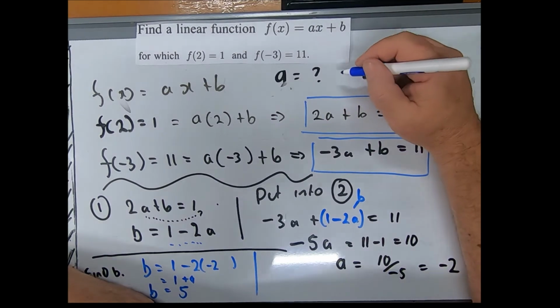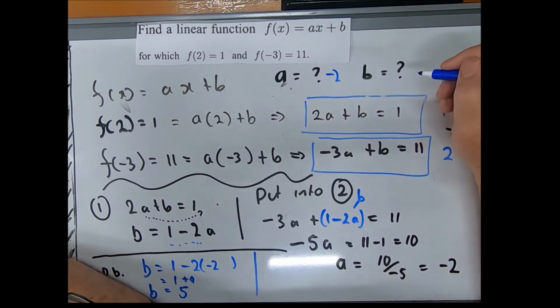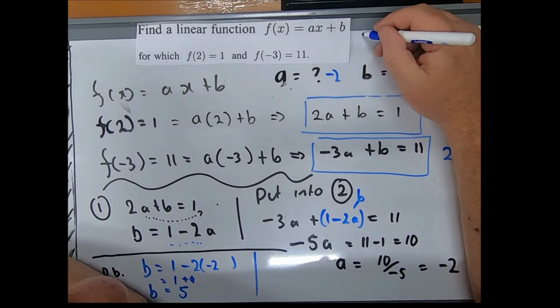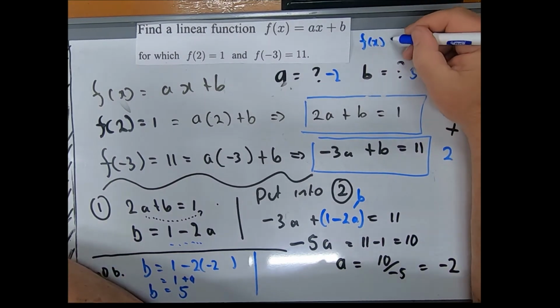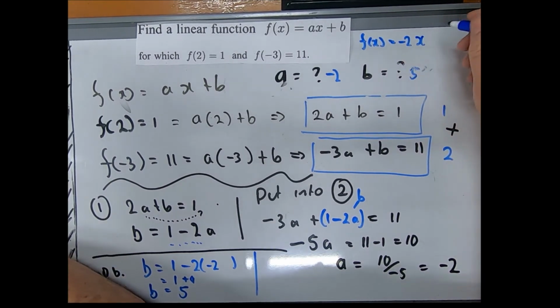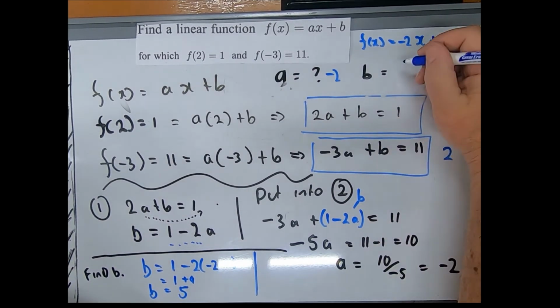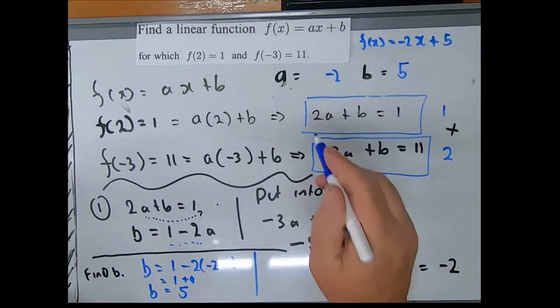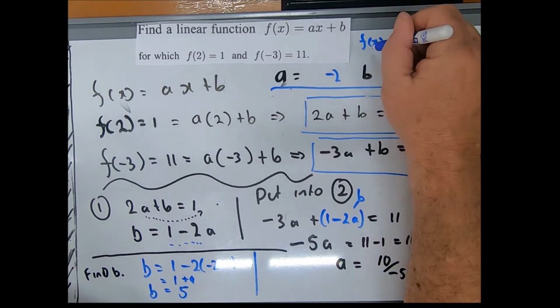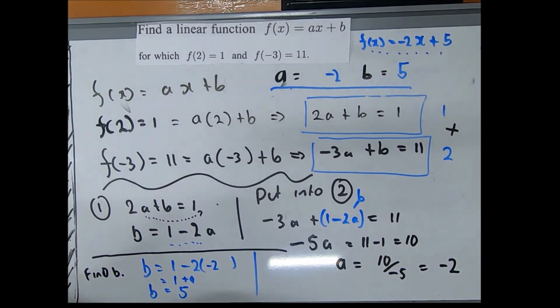So over here we have this and this. So now we can rewrite f of x is equal to minus 2x plus 5. So this is the purpose of the whole question. So we'll just pause and look at this. That's a good catch, and review.